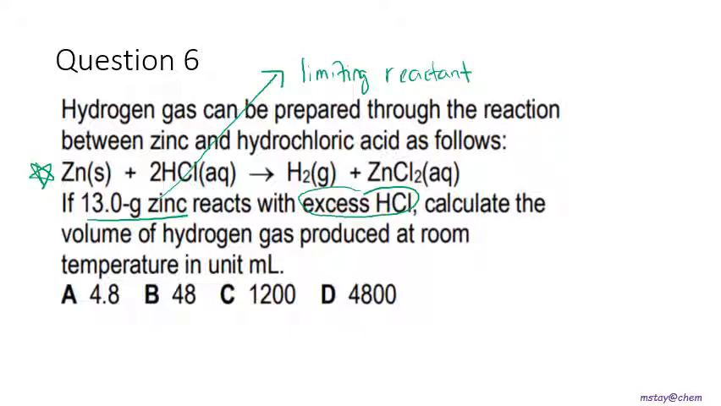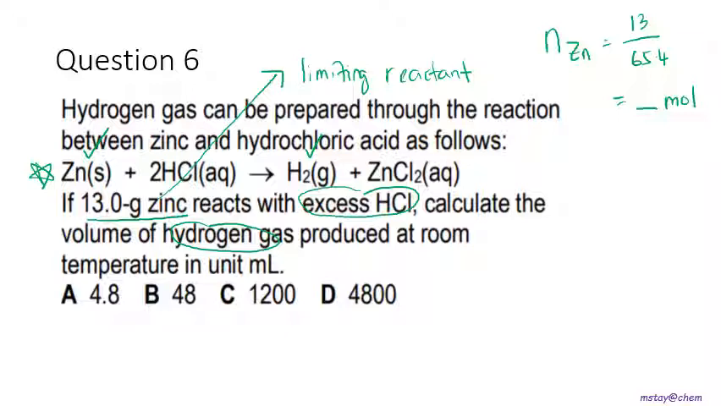In this question, they ask us to calculate the volume of the hydrogen gas. That means we are going to compare zinc with hydrogen gas, and the ratio is 1 to 1, which is quite easy for us. First, we have to find the number of mole of zinc by using the mass given divided by the molar mass of zinc. We will be able to get the number of mole of zinc.